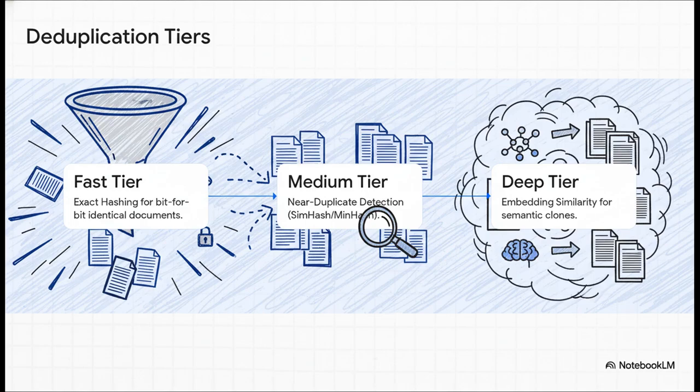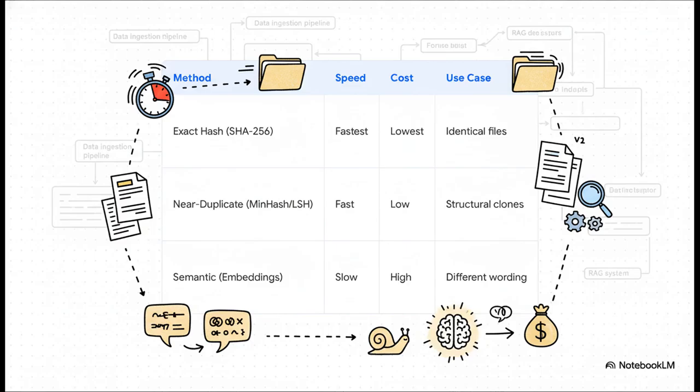We kick it off with the fast tier, exact hashing. Then, we move on to the medium tier for near-duplicate detection. And only for what's left over do we proceed to the deep tier using those expensive embeddings for semantic similarity. This table right here maps each technique to its cost and its purpose. Exact hashing, fastest and cheapest. It's ideal for identical files. Near-duplicate detection, using algorithms like MinHash, is perfect for those structural clones, like version 1 versus version 2 of a policy document.